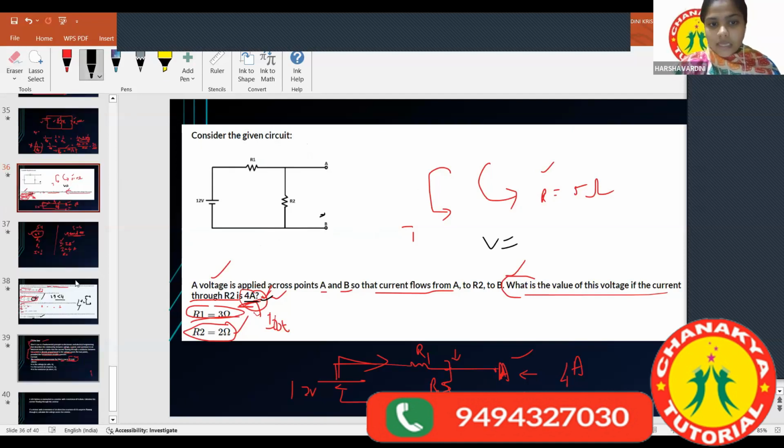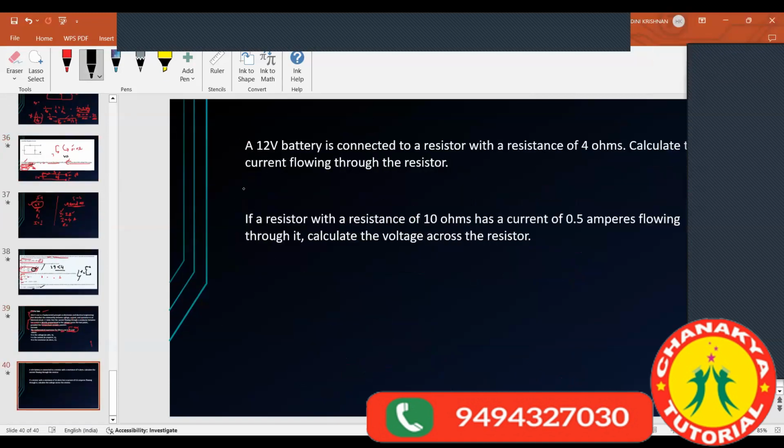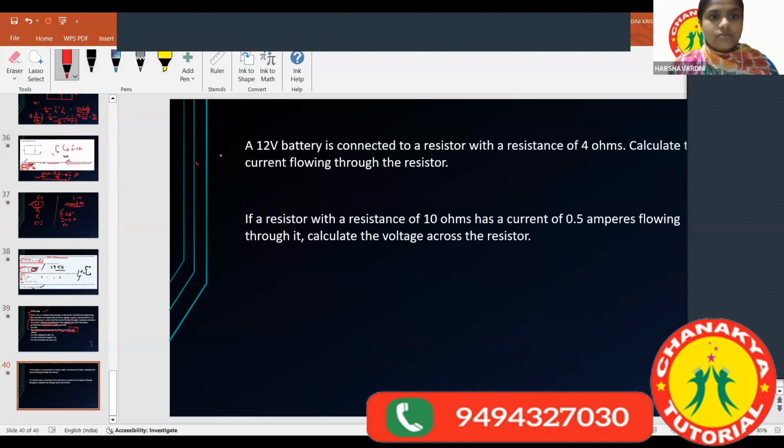Got this question? Yes. Please solve these 2 questions.